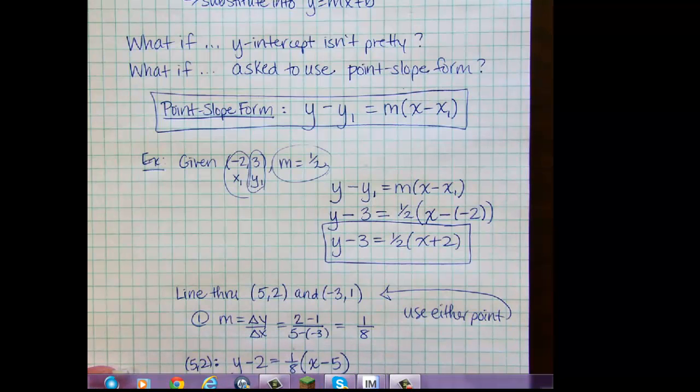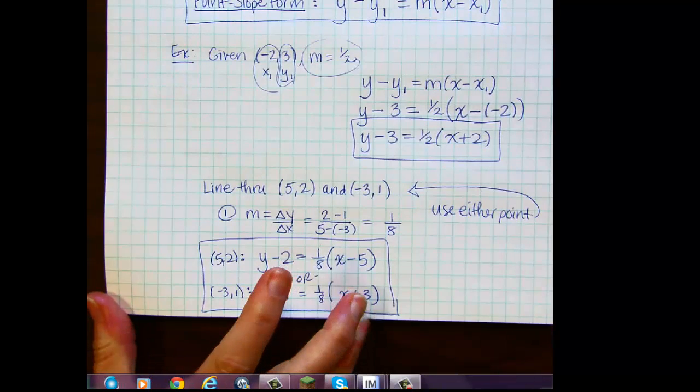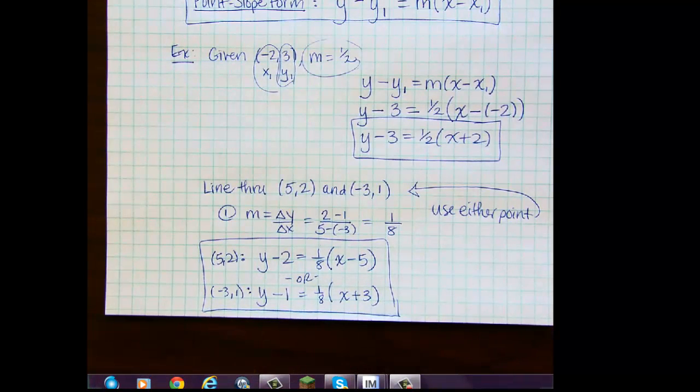Some people prefer to use the other point, negative 3, 1, and they would get y minus 1 equals 1/8 times x plus 3. If you distributed through and got everything in y equals mx plus b form, or graphed them, either way you would see that they're the same exact line.